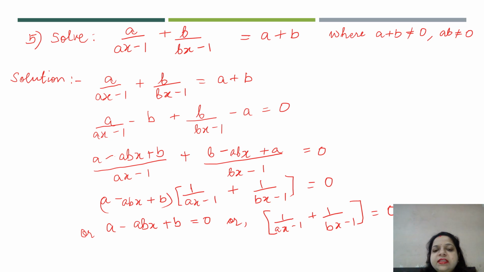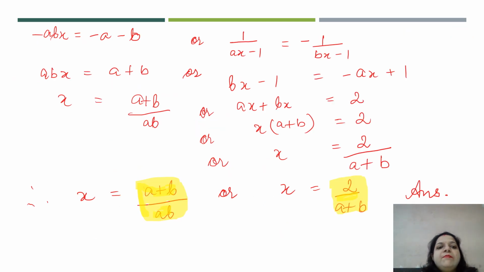This is continued in the next slide, children. Minus abx, we will take the first term, that is minus abx is equal to minus a minus b, or abx is equal to a plus b. So in the previous slide we found out that minus a plus b plus a plus b minus abx is equal to 0.